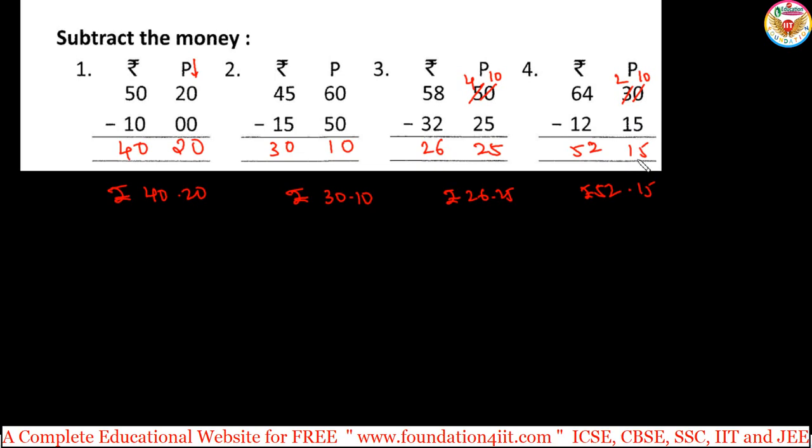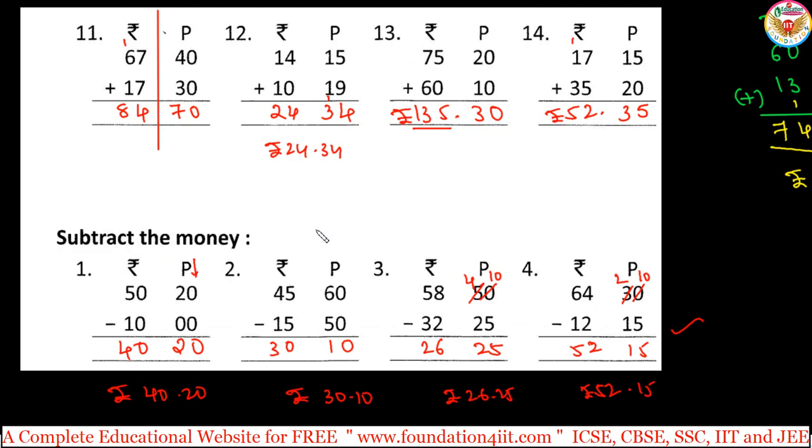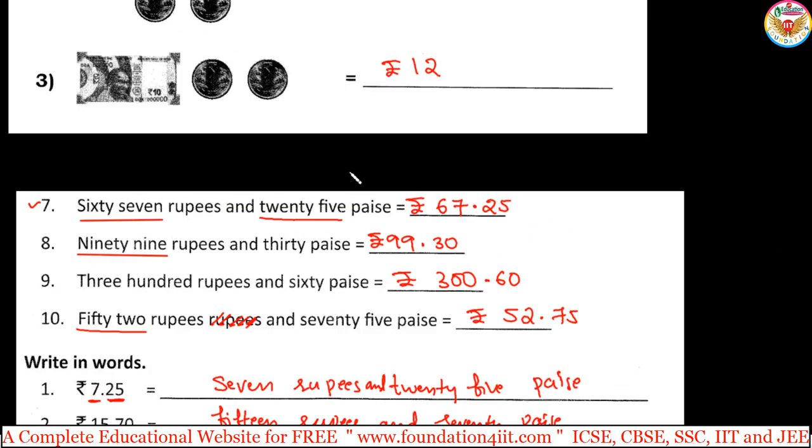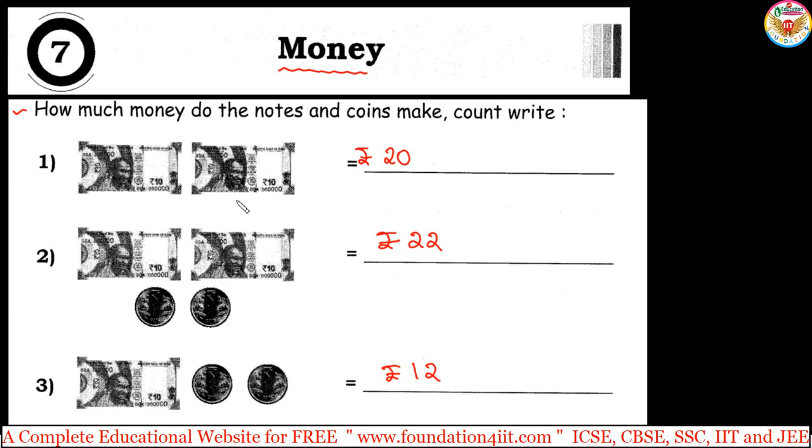You have different examples I'm giving in the other worksheets. First of all, you need to know writing numbers to words, words to numbers, then addition and subtractions of currency-based number problems, then identifying the coins and all, to be perfect in this chapter.